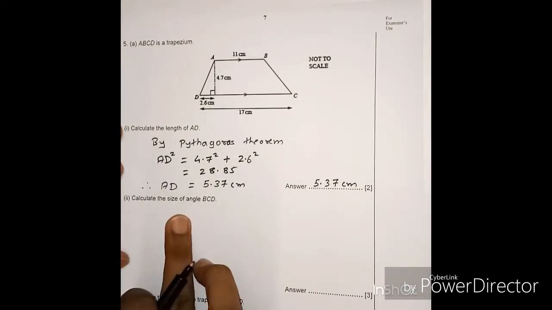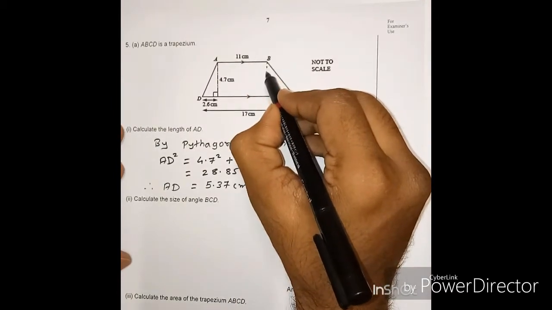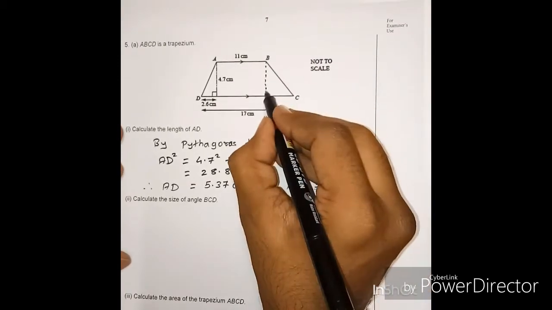Now second part, calculate the size of angle BCD. First of all, I will be drawing the perpendicular from point B on CD.